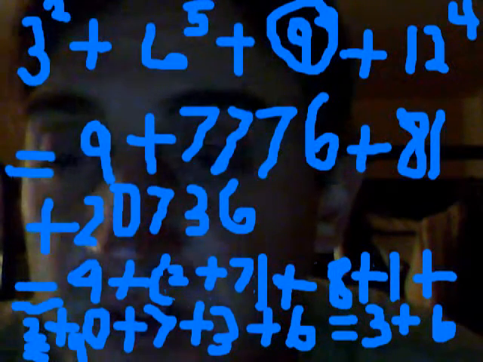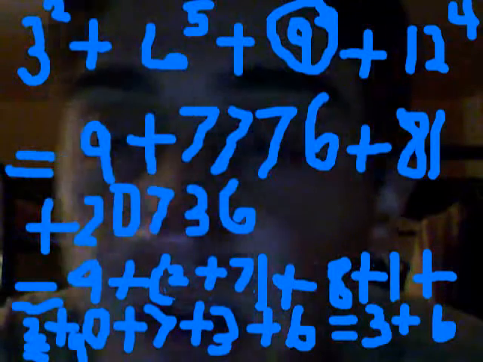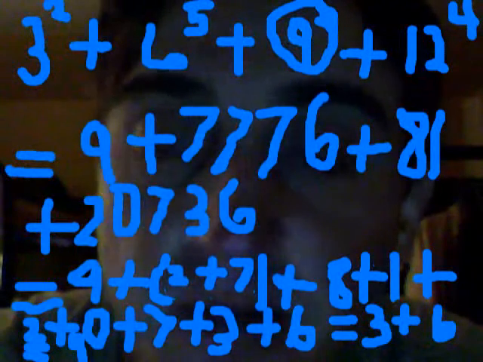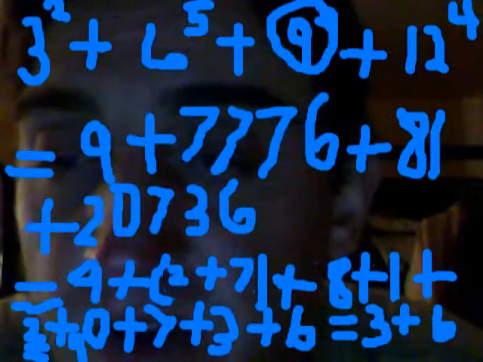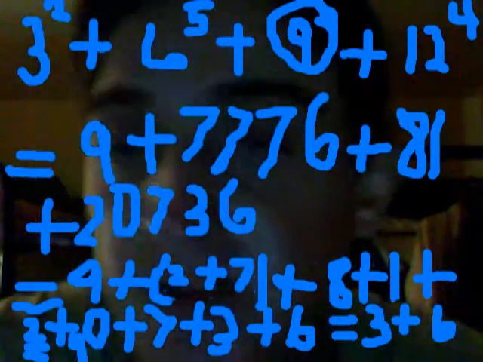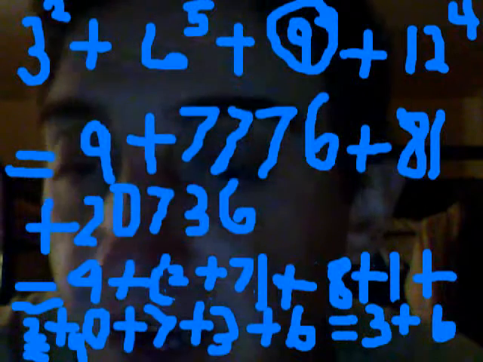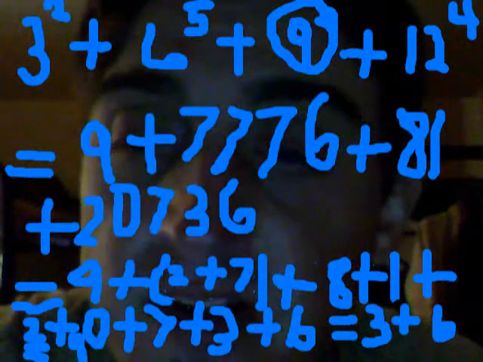So if you add those individual digits, we'll do it here once again. You have 9 plus 7 plus 7 plus 7 plus 6. So that gives you 27, because 7 plus 7 is 14, plus another 7 gives you 21, plus another 6 gives you 27. So 9 plus 2 plus 7 gives you 9 again.